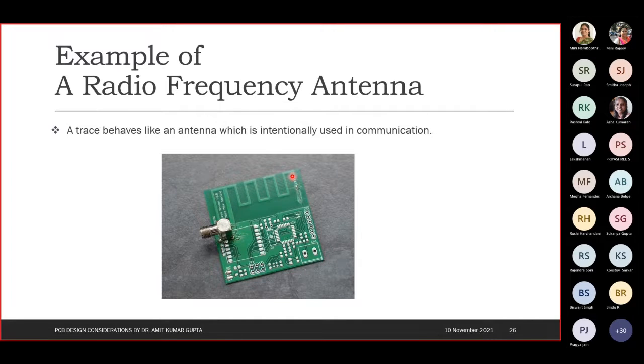So if such a small trace, where current and voltage ratings are very small, can radiate, then if we put 1000 volt in a trace, or it is carrying hundreds of ampere current, don't we think that it will radiate something with very high intensity? It will. That's just to give an example of how a simple trace of a PCB can behave like an antenna, which is really used in communication in practice, RF communication.